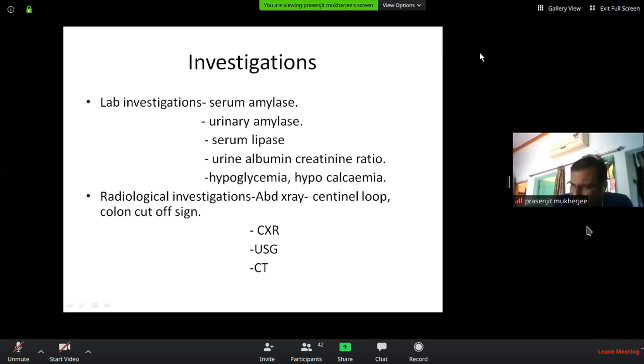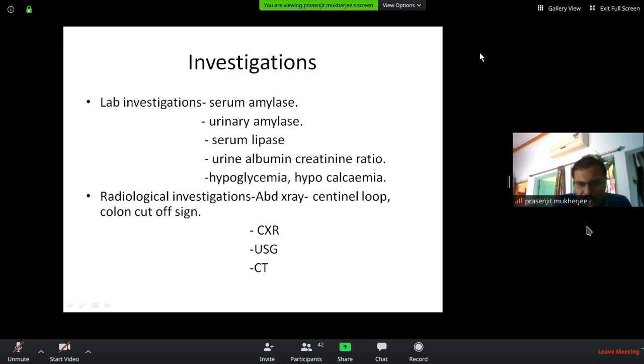Hypoglycemia and hypocalcemia, these you have to measure, but they do not have much diagnostic role. The only laboratory investigations which have diagnostic role are serum amylase, serum lipase, and maybe urinary amylase. That is also not routinely measured. We don't measure urinary amylase very routinely.